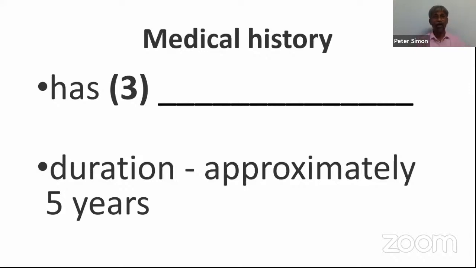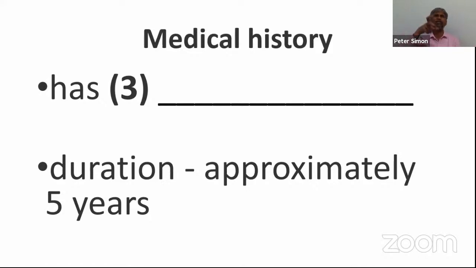And duration, approximately 5 years. This something, the duration, approximately 5 years. He has had this problem for the last 5 years. He has something. What is that something? Maybe diabetes, maybe hypertension, or maybe something else. Medical history. The duration of this problem is approximately almost 5 years.